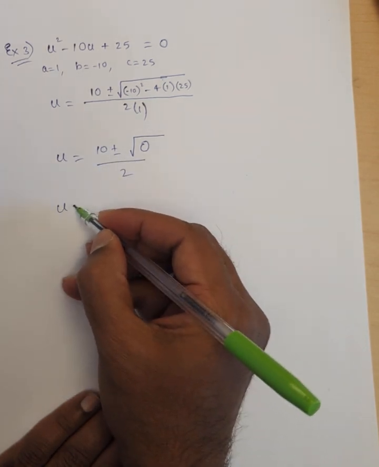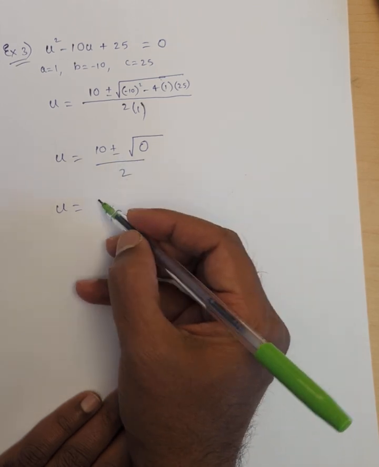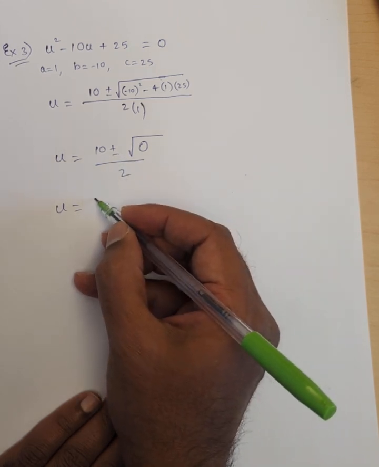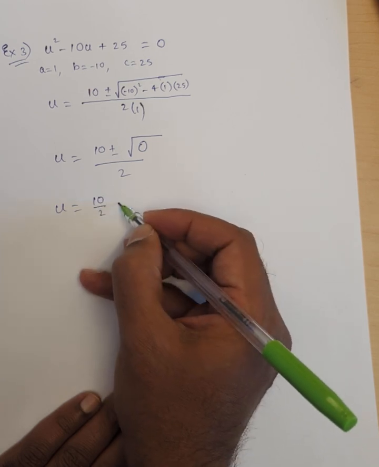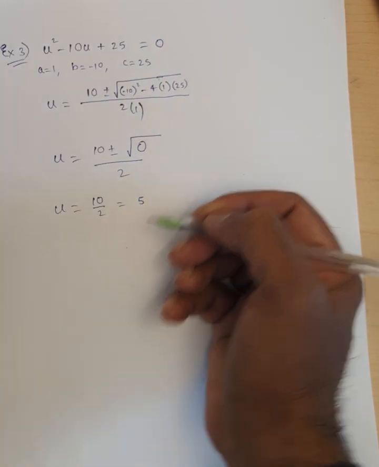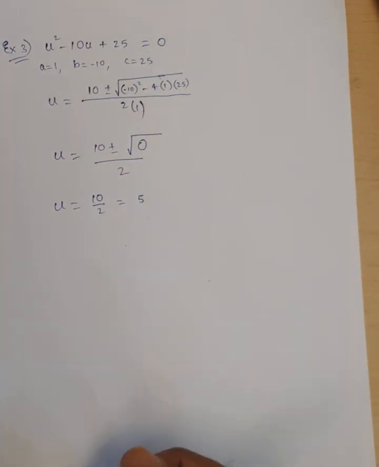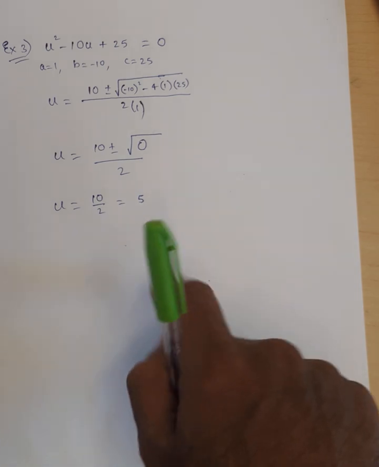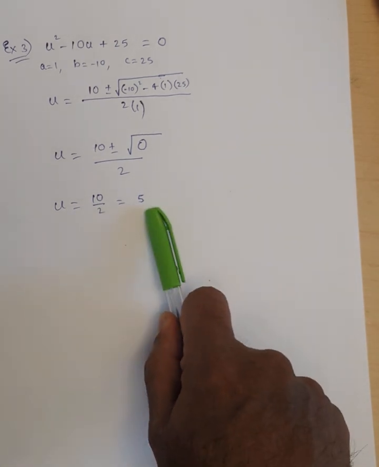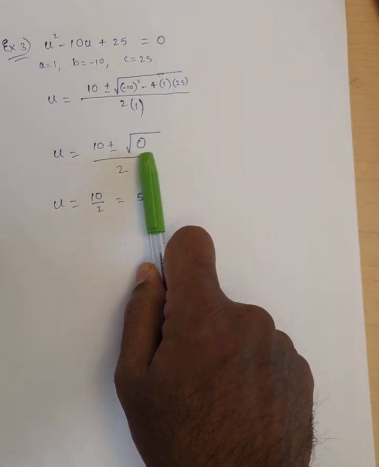So now you have two answers, but one answer is 10 plus 0 divided by 2, the other is 10 minus 0 divided by 2. So you only have one answer, which is 5. Now sometimes in math you write this as having a double root or double solution, 5 and 5. So it's possible that you will end up with only one answer, and that happens when the quantity under the square root is 0.